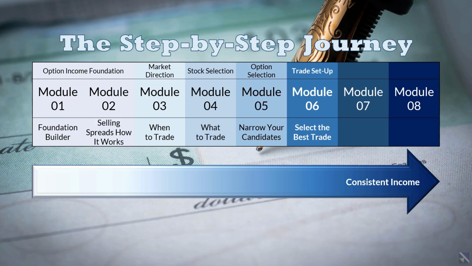In Module 6, we're going to continue to stack that probability and reduce the risk. Here you're going to learn to make sure your trade has the perfect combination of risk-reward. You're going to know exactly where to set your strikes. A great trade doesn't happen by accident. It's part of strategically setting them up correctly and following a profitable system.